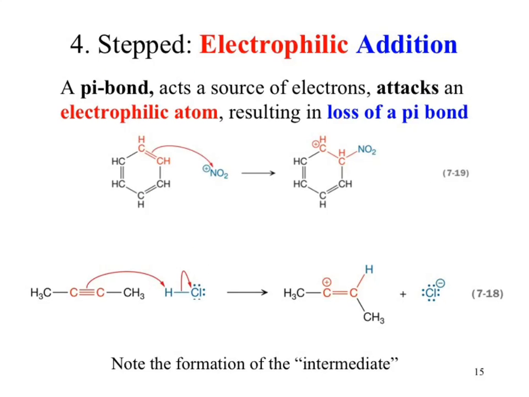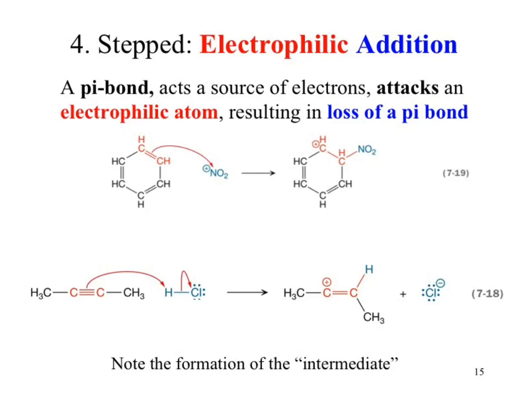Still stepped reactions. We can do an electrophilic addition. So what we are now doing is an addition reaction. In the case of an addition, we're reacting a pi bond. So our pi bond then needs to react with a positively charged atom. In this case, in that top case, it's the nitrogen of the nitro. Well, the nitrogen of the nitro is positively charged, which by definition makes it an electrophile. So what we have is an electrophilic addition, because we add an electrophile to a pi bond.